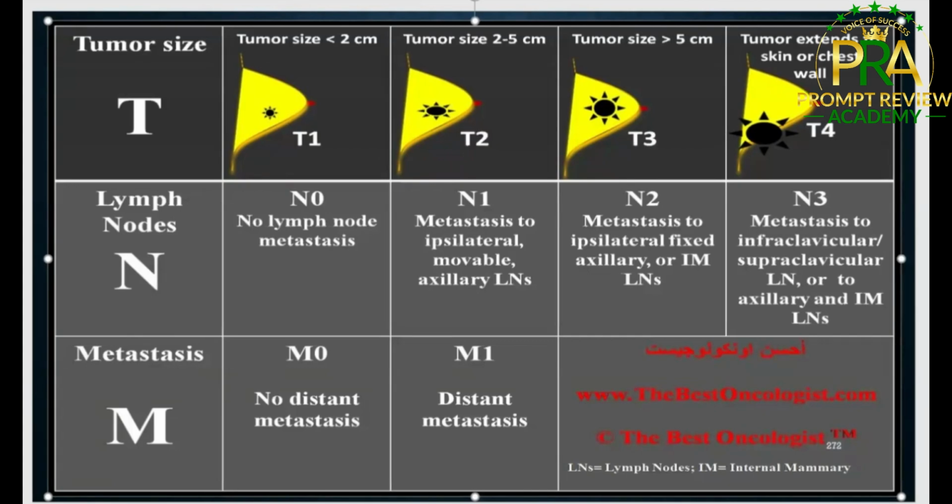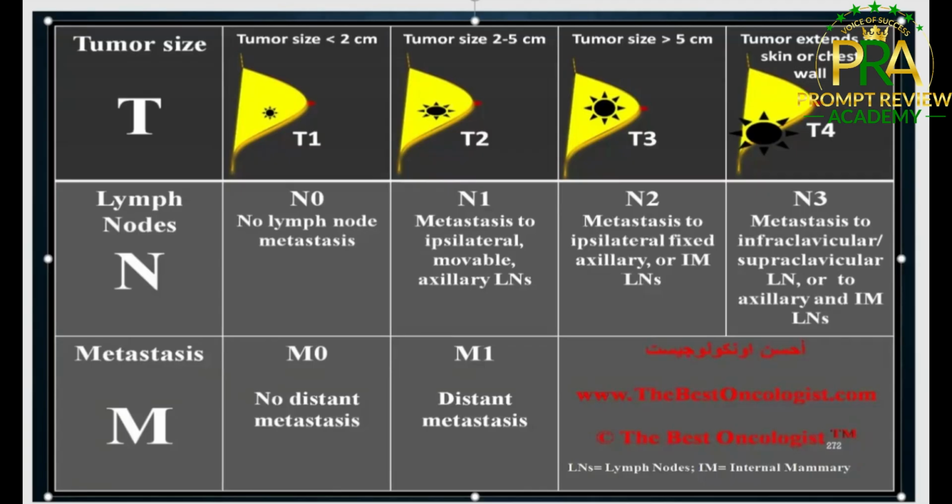So tumor size. Under the tumor size, because they will ask you, if the tumor size is less than 2, then that is T1. If the tumor size is between 2 to 5, that is T2. If the tumor size is greater than 5, that is T3. Then if the tumor has invaded the skin or the chest wall, then that is T4. Because when they do the diagnostic test, you are interpreting it.